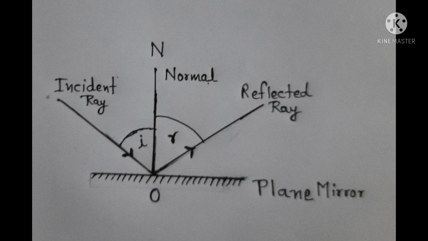And the last term is the angle of reflection. It is the angle between the reflected ray and the normal, and it is denoted by small r. So children, you will learn all these terms and their definitions.